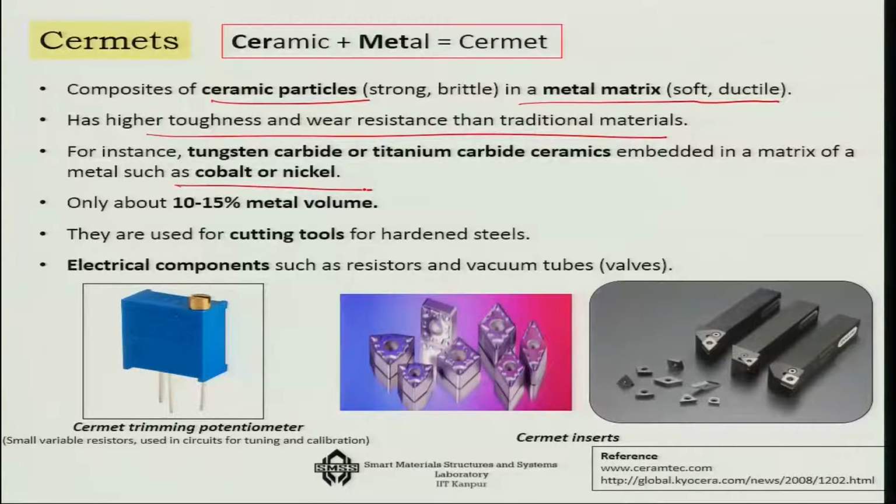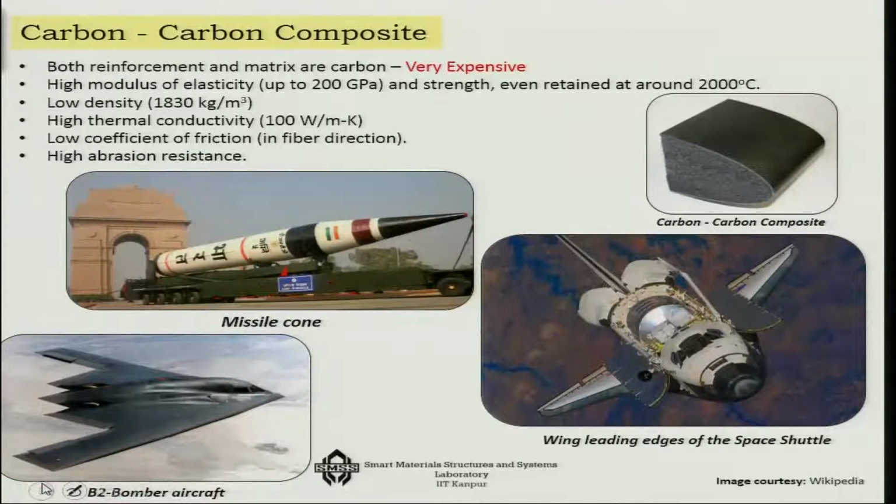That is one of the examples, and the metal is only about 10 to 15% of the volume, and it is used for cutting tools because you get a very good hardness out of it. Okay, and it is also used in electrical components, such as resistors or vacuum tubes, etc. So here are some examples, as you can see, of CERMET trimming potentiometer, CERMET inserts, etc. So that is about ceramic plus metal together producing something called CERMET.